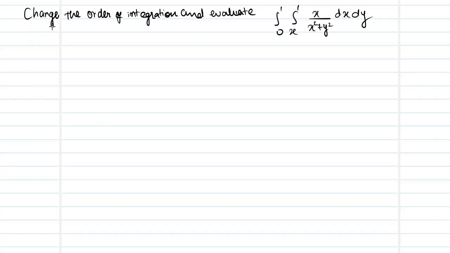This problem deals with the change of order of integration and then evaluate the double integral 0 to 1, x to 1, x by x square plus y square dx dy. We will quickly recollect the 4 steps which are required for the change of order of integration.